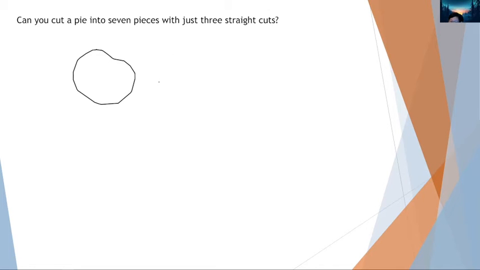It's not a very straight pie. Yeah, it's a very bad pie. It looks squished, but don't worry, it's like a potato. Yeah, okay. Cut the potato.